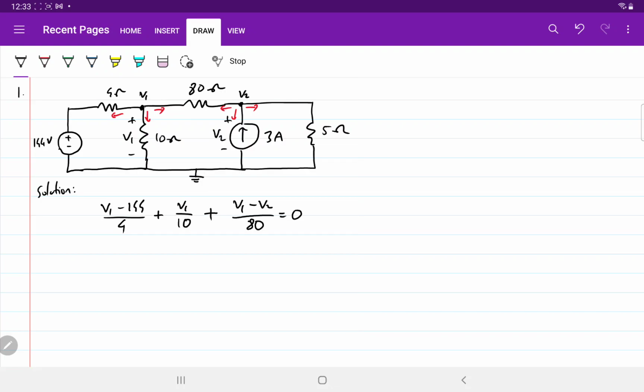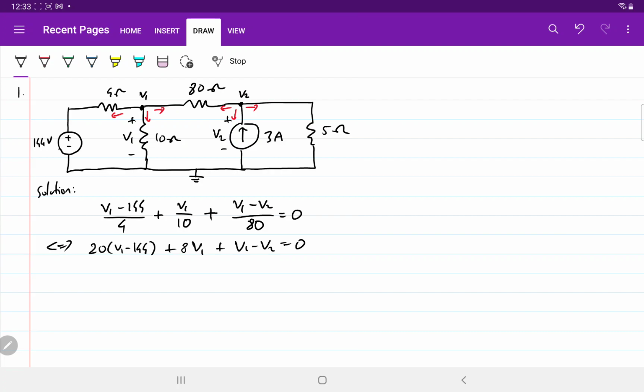So basically we want to work this out. Let's simplify this. The obvious way is to multiply both sides of this equation with 80, right? We get 80 over 4 is 20, times (V1 - 144), plus 80 over 10 is 8, times V1, plus (V1 - V2) equals 0.